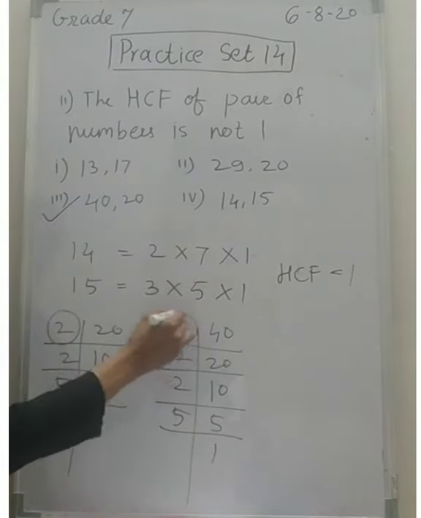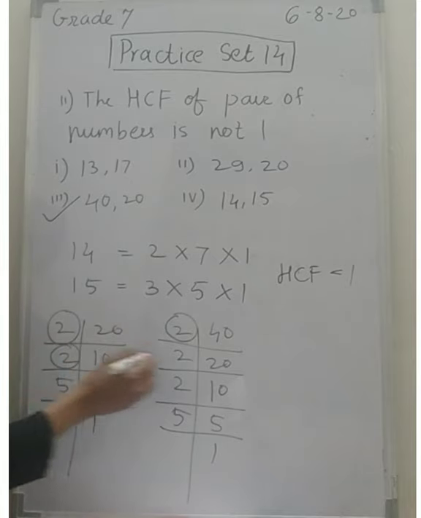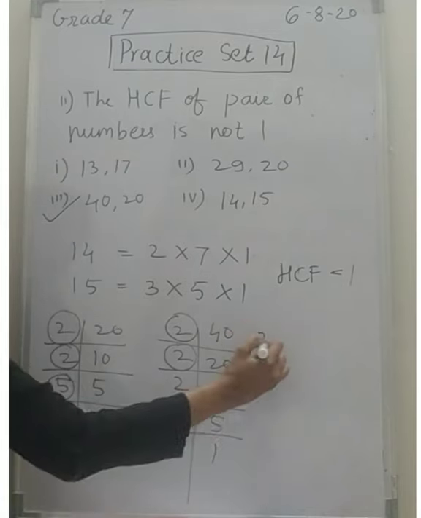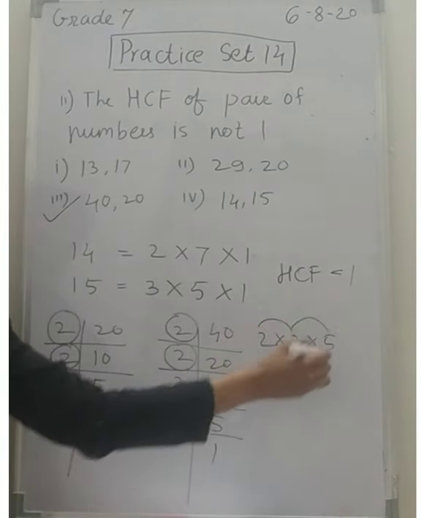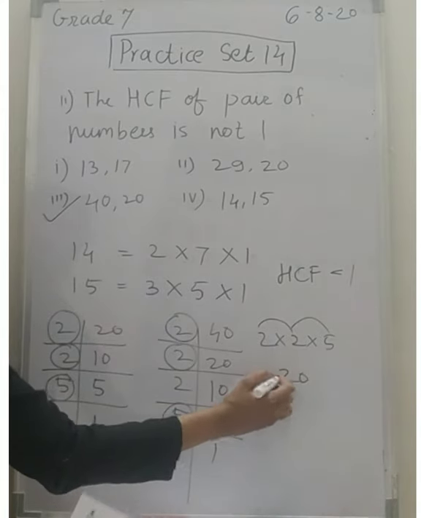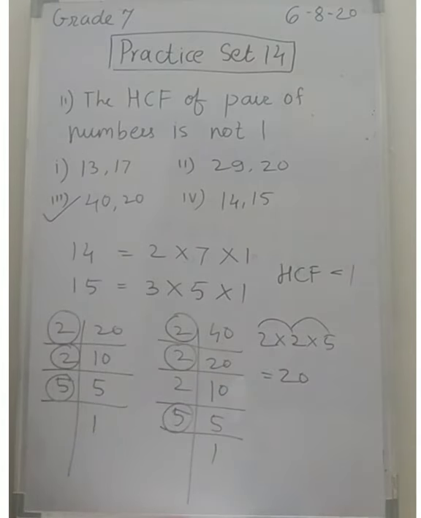2, and again 2 and 5. Okay, so 2 multiplied by 2 multiplied by 5. 2 twos are 4 and 4 fives are 20. So what is the HCF? HCF is 20 in this case. So which option is right? Option number 3 is right.